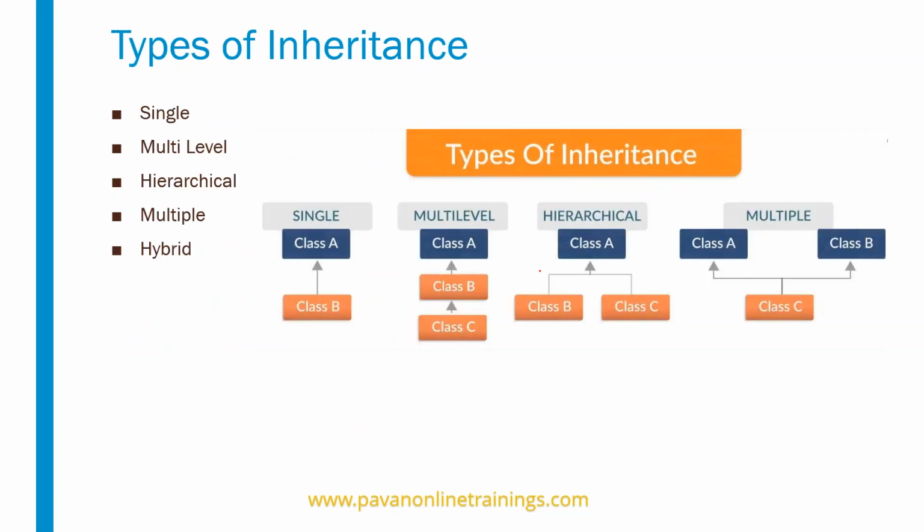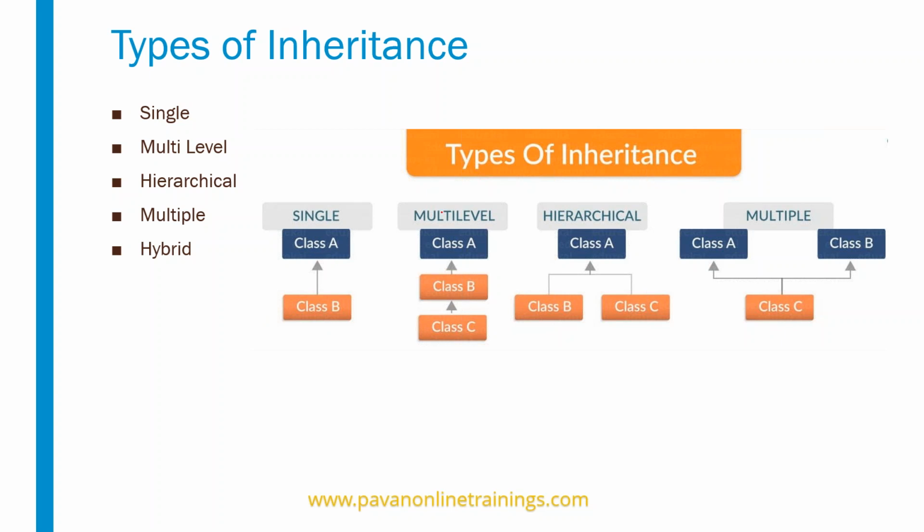Now let us see the different types of inheritance we have. There are 5 types: single inheritance, multi-level inheritance, hierarchical inheritance, multiple inheritance, and hybrid inheritance. Hybrid inheritance is basically a combination of hierarchical plus multiple. Now let us discuss them one by one. Single inheritance means there is only one parent class and one child class.